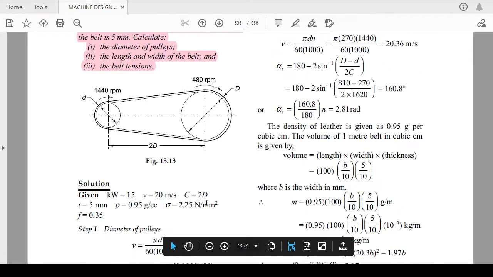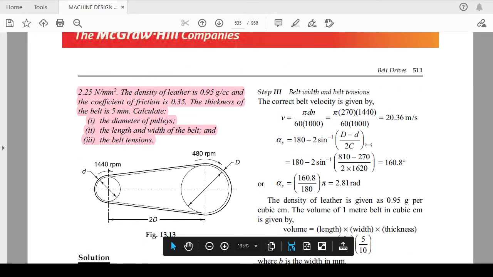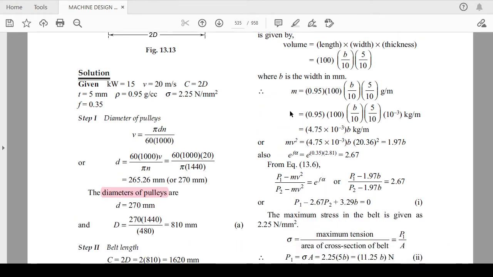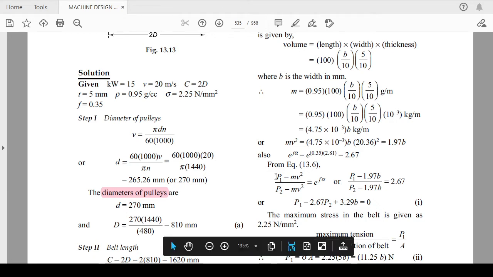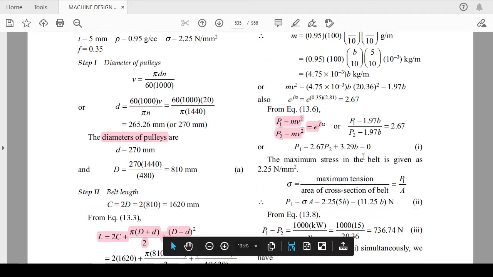Now the belt width and tensions you can calculate by first calculating alpha with this formula. Volume you can calculate from length, width and thickness. Mass you can calculate by keeping this value of volume. Then mv square gives your centrifugal force, and you keep this value in the equation (P1 minus mv square) divided by (P2 minus mv square) is equal to e to the power f alpha. f is the friction coefficient and alpha is the angle of wrap. You can calculate this value, and by keeping it you get this particular equation.